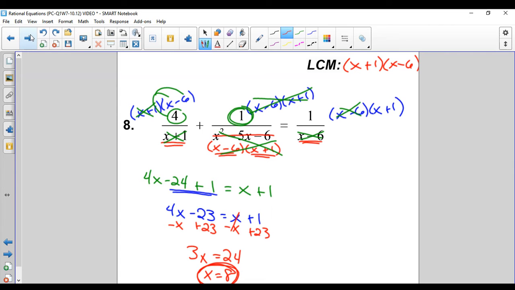And it's going to work out for us as well. It does not make the bottom 0 in any of the fractions, so we're good to go.